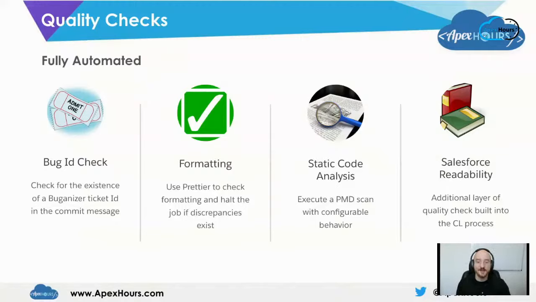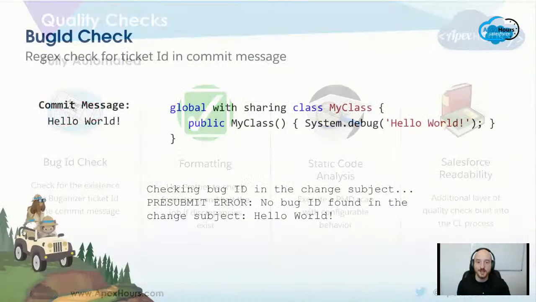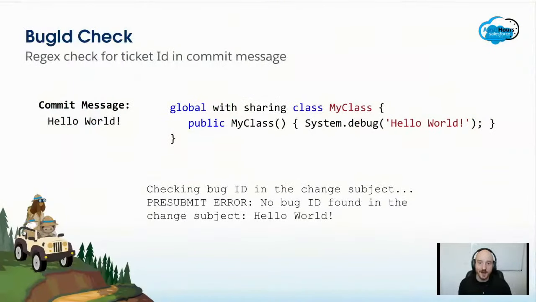So let's dive into each one of these automated code quality checks. Bug ID check: here we've got a sample change. I've got the commit message as hello world, and this class is what we're proposing as a change. We're going to do a regular expression check and say, hey, do we have a ticket ID in this commit message? And if not, we're going to say, wait, there's a pre-submit error. No bug ID was found in the change subject hello world.